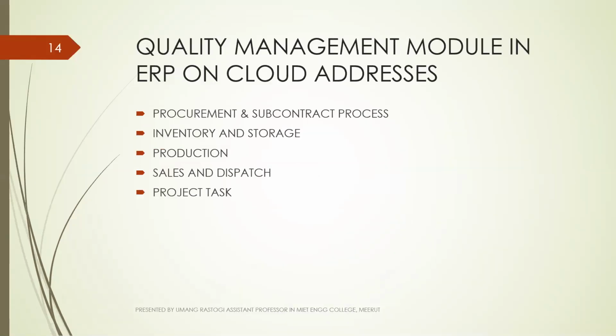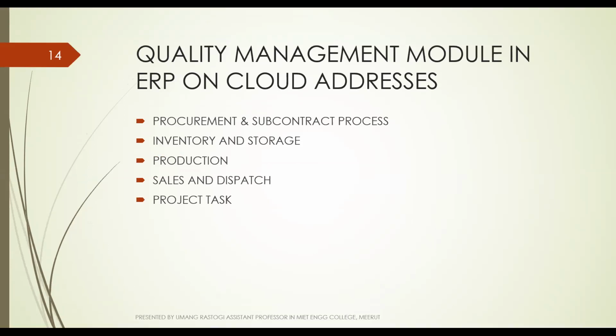Next, quality management modules in ERP on cloud addresses. There are 4 to 5 areas. First one is the procurement and subcontract process for goods or services. Next, inventory and storage. Third, production, sales and dispatch, and last one is project tasks. Procurement and subcontract process means for goods or services: during the goods receipt or on completion of services, the quality parameters and attributes can be captured. This serves as the basis of clearance, usage, and supplier payment.